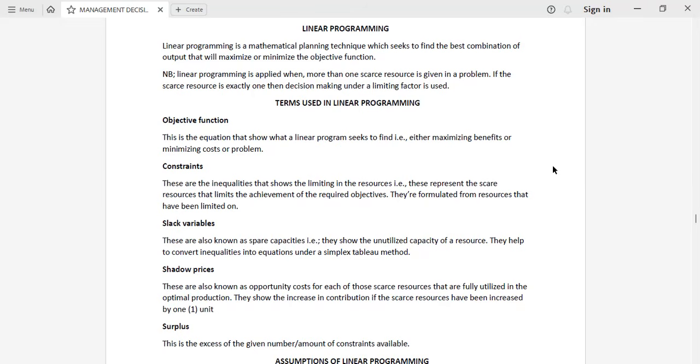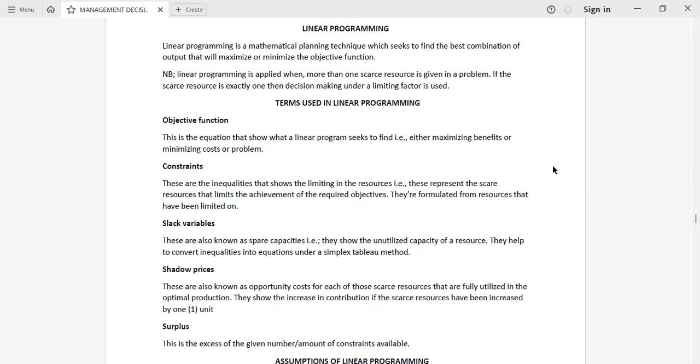Then the third one is the slack variable. These are just unknowns. In other words, they are just spare capacities. They are also called spare capacities. They show the unutilized capacity of a resource. In other words, they help us to convert inequalities into equations under the simplex tableau method.